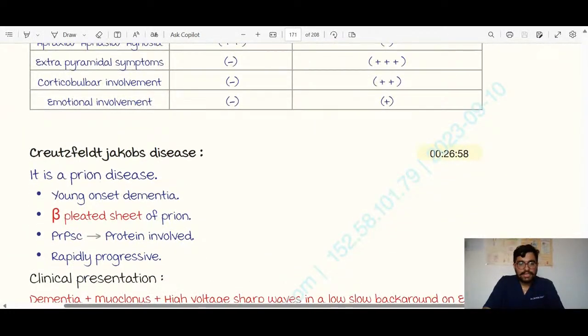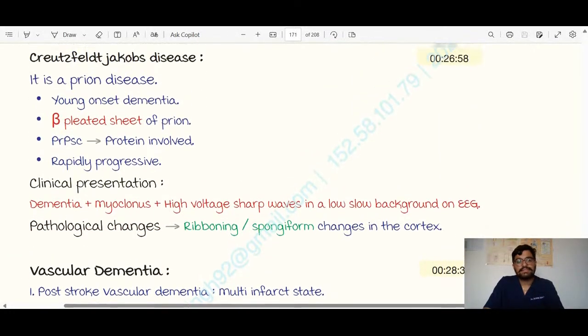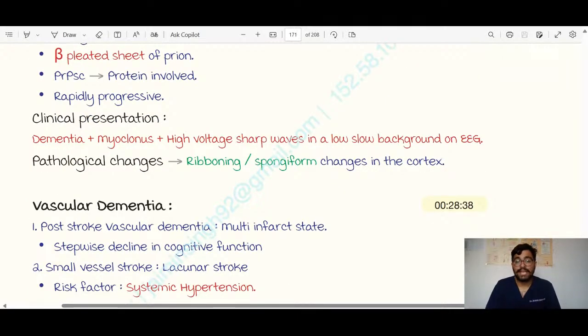So Creutzfeldt-Jakob disease we will also discuss under dementia. It is a prion disease, young onset dementia, beta-pleated sheet of prion. That's why it is called prion disease. PrPSc protein is involved, and these all code for a protein. So rapid progression takes place. Dementia plus myoclonus plus high voltage sharp waves on a low slow background of EEG. That is the clinical feature of this prion disease. So guys, you have to remember this.